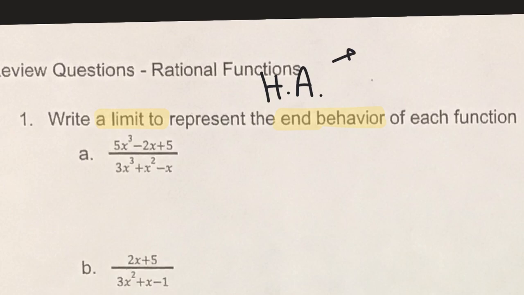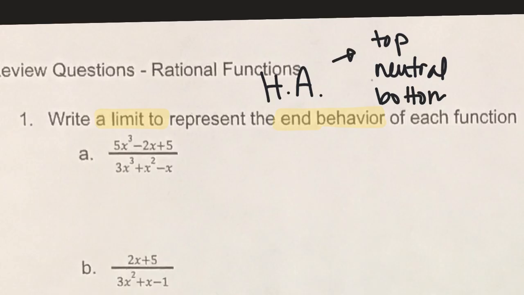So there were three types of horizontal asymptotes. We had top-heavy functions, neutrally heavy functions, and bottom-heavy functions. So we found the end behavior of each of these three types of heaviness when it comes to your rational function. There are two ends, the left end and the right end, and you have to write them each correctly.